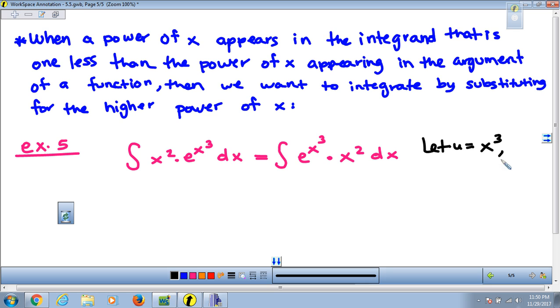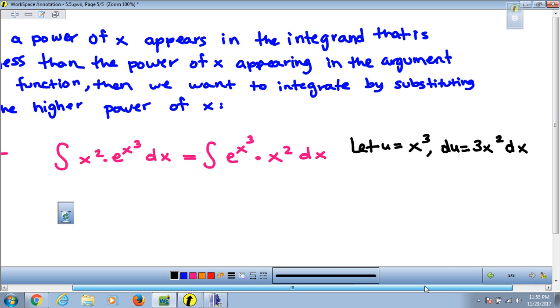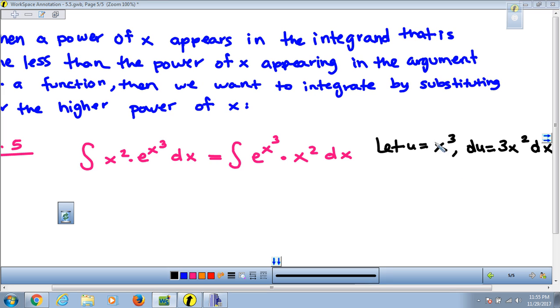Now, what's going to be du? What's going to be the derivative of x to the third? Well, that's going to be 3x to the second power, right? And since I'm doing the derivative of an expression that is written in terms of x's, I'm doing the derivative of x to the third with respect to x, so you always have to put dx after the derivative of x to the third.